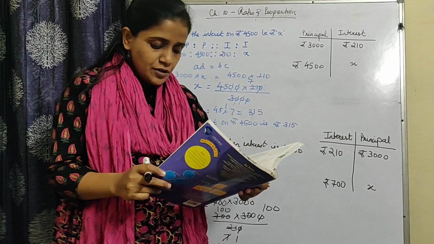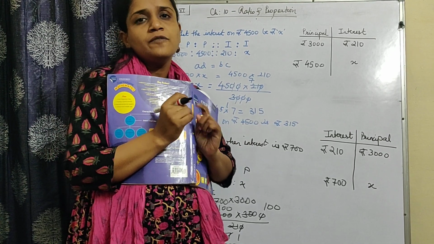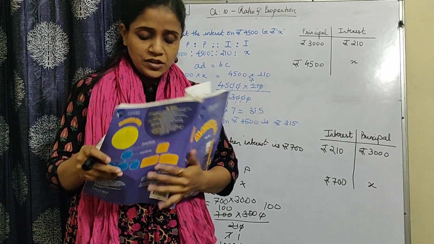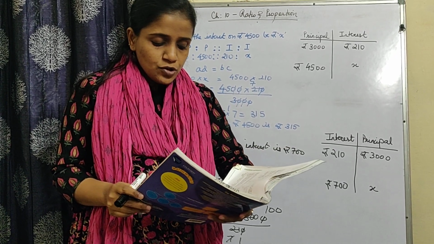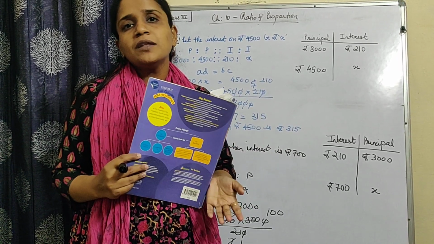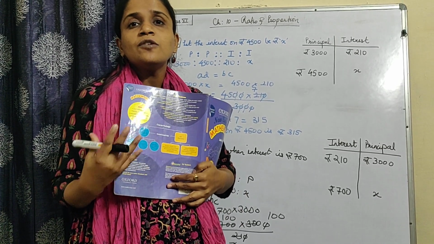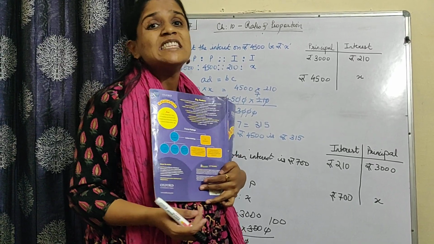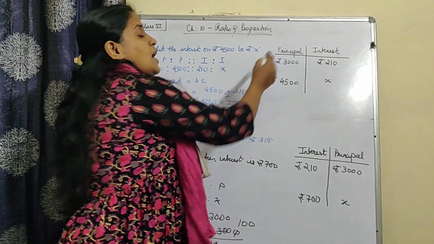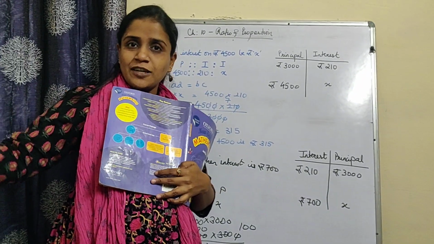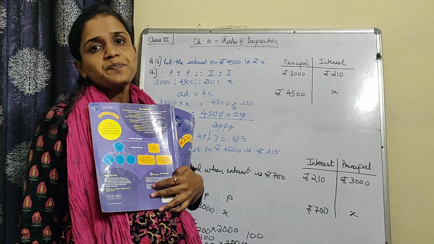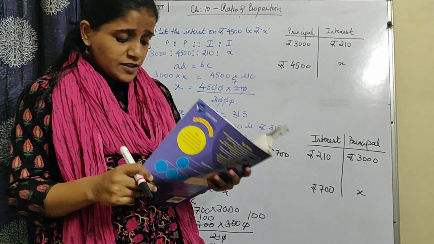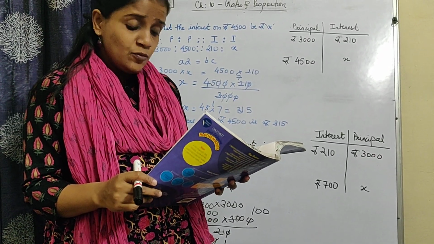Okay, now children, let me tell you a few things. You are going to learn it in class 7, but I want to just give you the introduction for this question. When you keep some money in the bank, you get something called interest. The amount which we keep in the bank is called the principal, and the extra money which you get is called interest. Now this question is based on principal and interest. So first let's see what the question is.